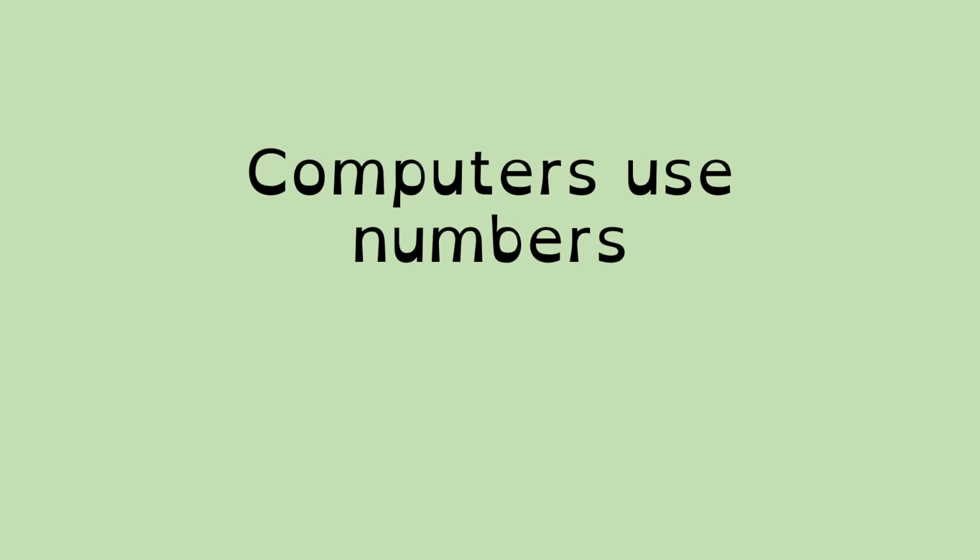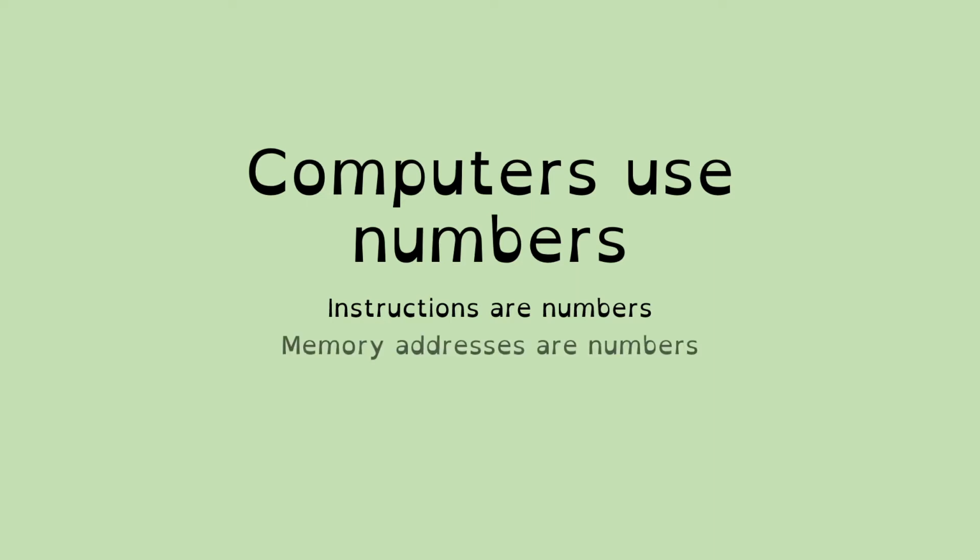I think we all kind of instinctively know this. There are three fundamental kinds of numbers that are being used by computers. So instructions, telling the computer what to do, how to process things, they're numbers. Memory addresses, and we'll touch on those a little bit later in this video, are also numbers. And data is numbers, and data can mean all sorts of things.